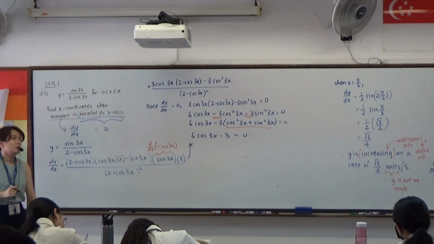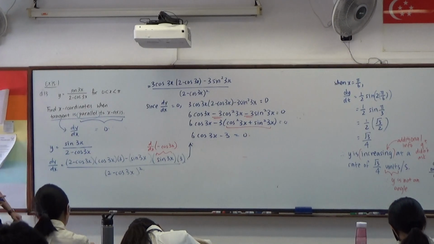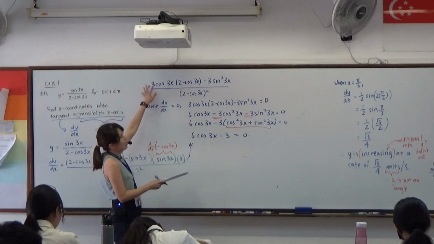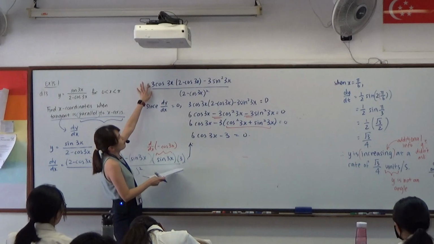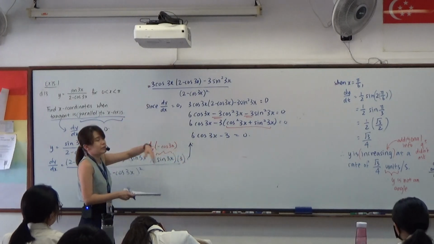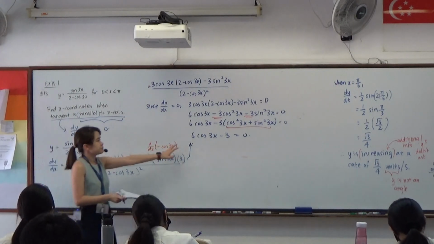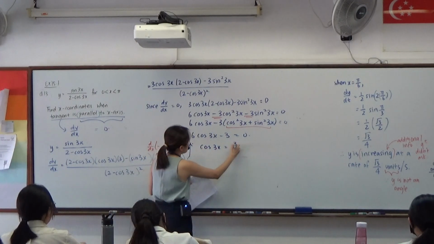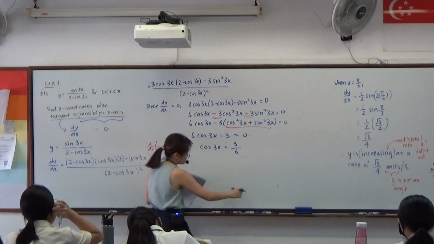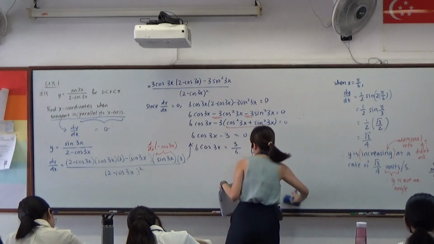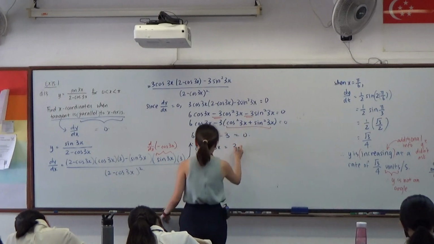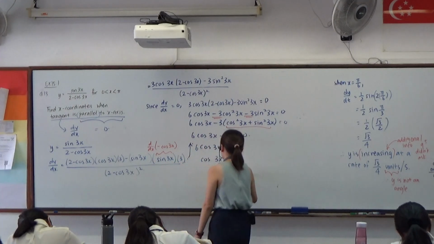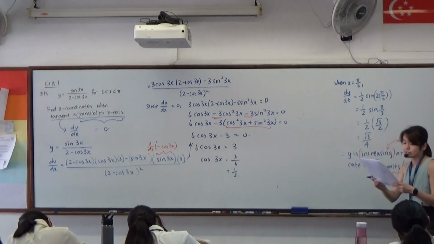So therefore, we get a much neater numerator. It depends on where and how you want to go about simplifying. You could have done the same on top here, but for me I didn't. Getting here, the next step would just be bringing the 3 across and divide by 6. Maybe let's not skip steps. So we're looking at cosine 3x equals to half.